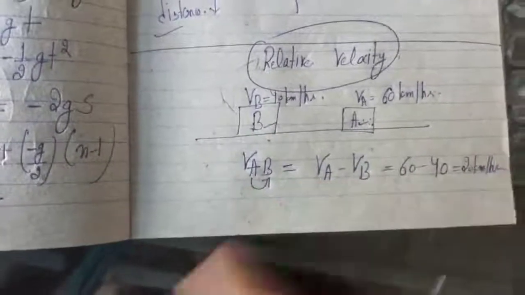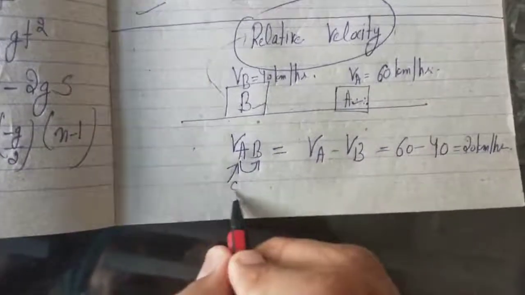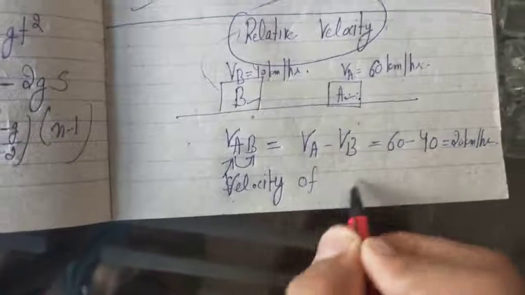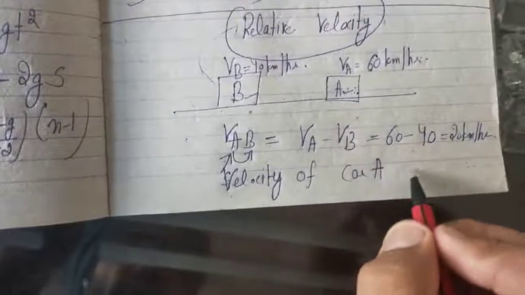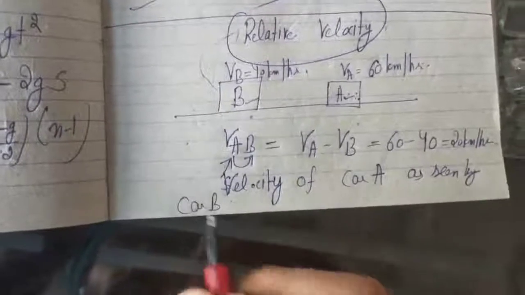So this is the relative speed. Speed of car A as seen by car B, that is relative velocity.